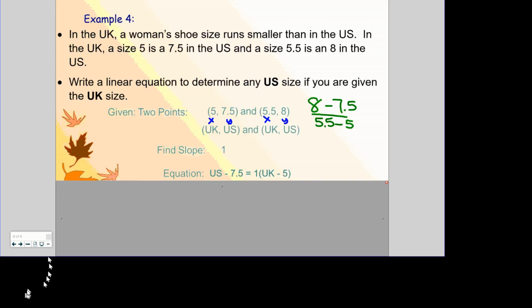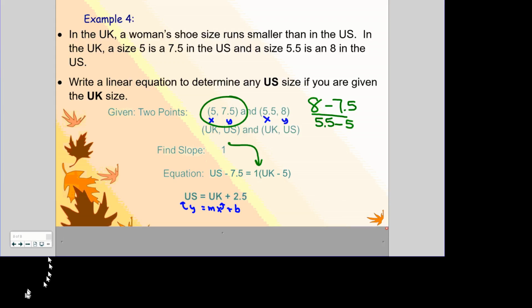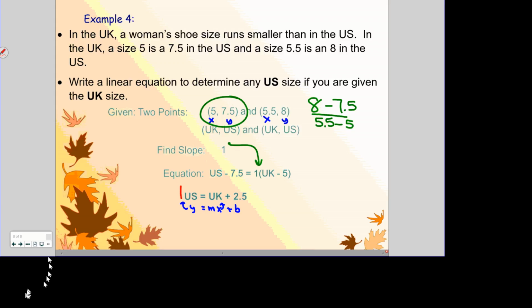Okay, from here you should have used point slope form. That would have been the most straightforward form to go into. And I used the 0.5, 7.5 in point slope form and filled in the slope of 1 that we found. And then from here we distribute and transform to slope intercept form, getting that the US size equals the UK size plus 2.5. And that concludes our linear word problems lesson.